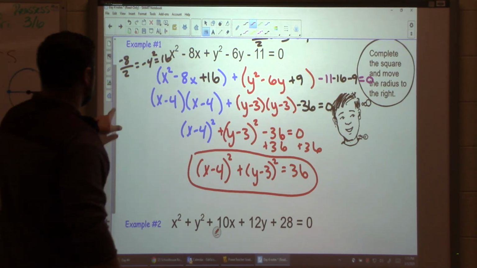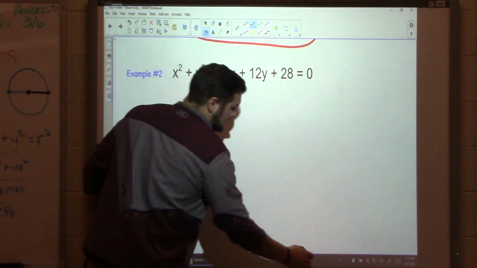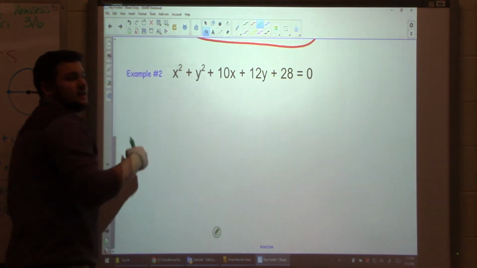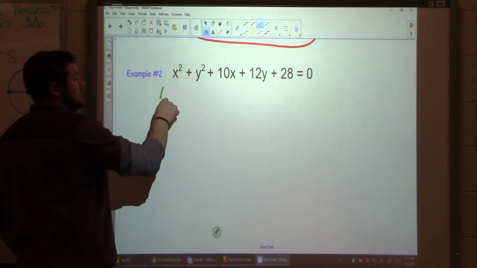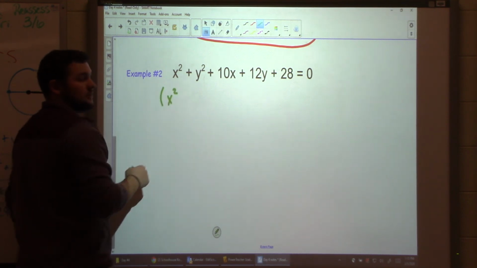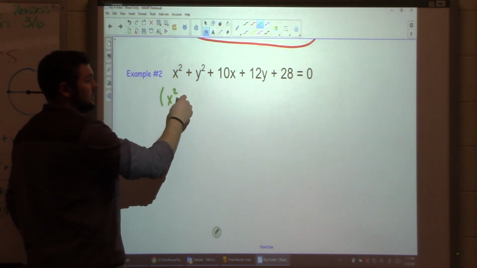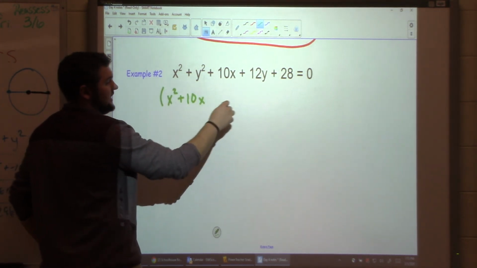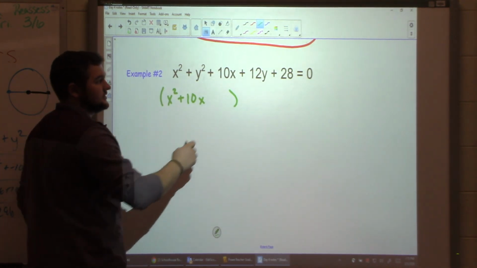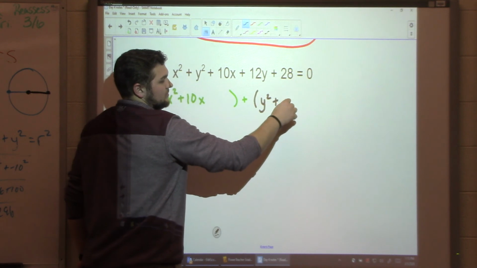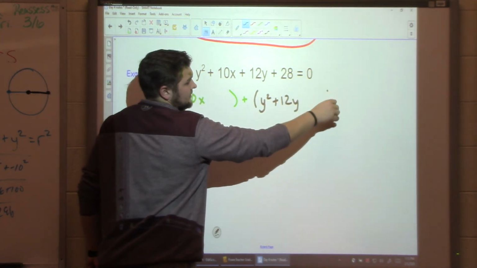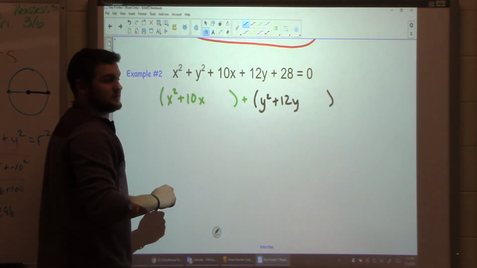Alright, let's try another one together. So this one's rearranged a little funny, right? It's in that other order we said you could write it. So all I'm going to do is rearrange it when I try to go to complete my perfect squares here. x squared plus 10x, leave a space, plus y squared plus 12y, leave a space.